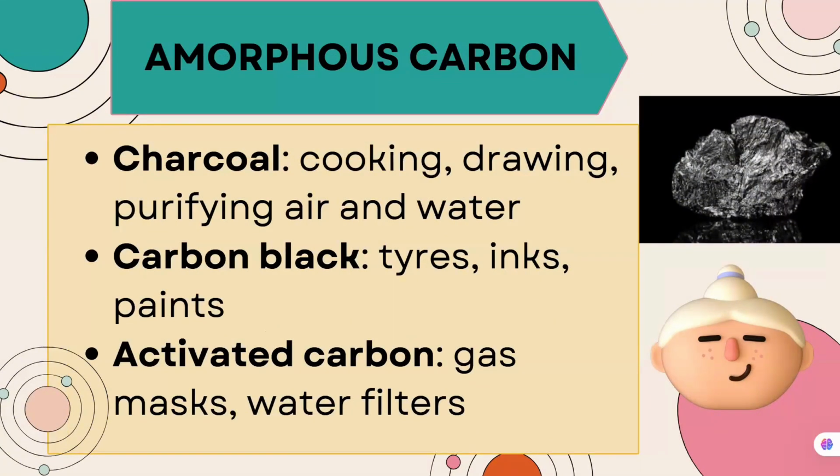So we have amorphous carbon, as I explained in the types of carbon. The first example is charcoal, which is used for cooking. As in the old primitive days, charcoal was the main source for cooking. Then you also have drawing. Charcoal is also used in making some pencils. They're called charcoal pencils as well. Then it's also used for purifying air and water. So we have carbon black, which is used in making tires, inks, and paints. And then activated carbon is used in making gas masks and water filters.